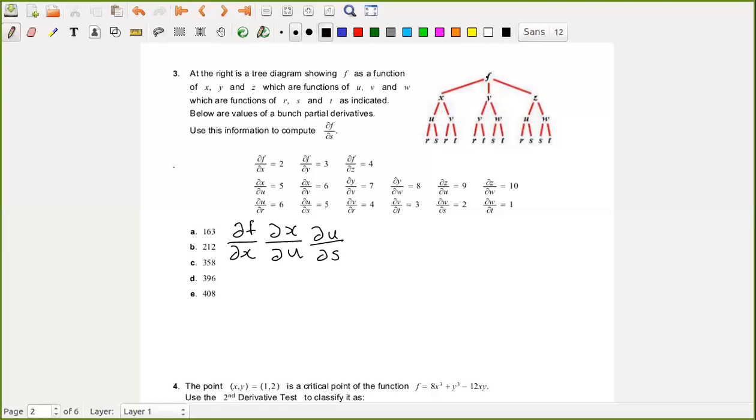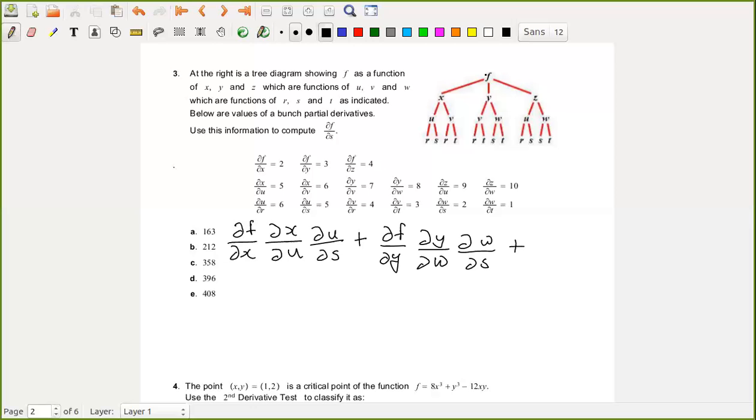Times the partial derivative of x with respect to u times the partial derivative of u with respect to s. Okay, so I could go from f, x, v. Well, v doesn't depend on s, so I don't have to do that. Now I can go through y: f, y, v. v doesn't depend on s. f, y, w. w depends on s. So this is going to be the partial derivative of f with respect to y times the partial derivative of y with respect to w times the partial derivative of w with respect to s.